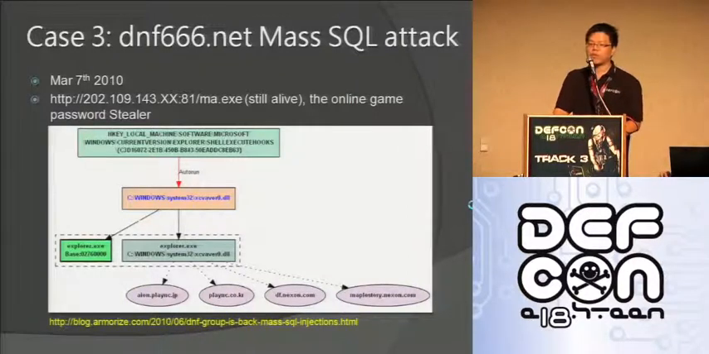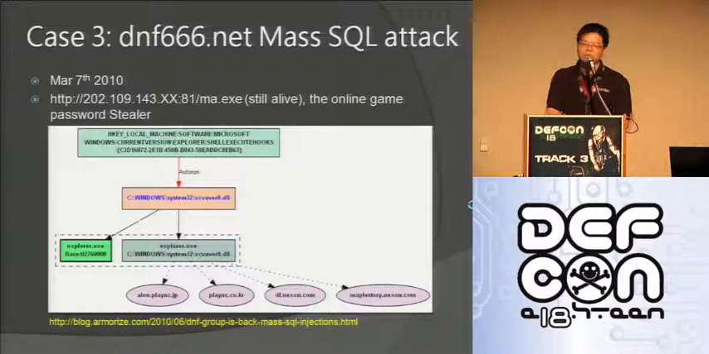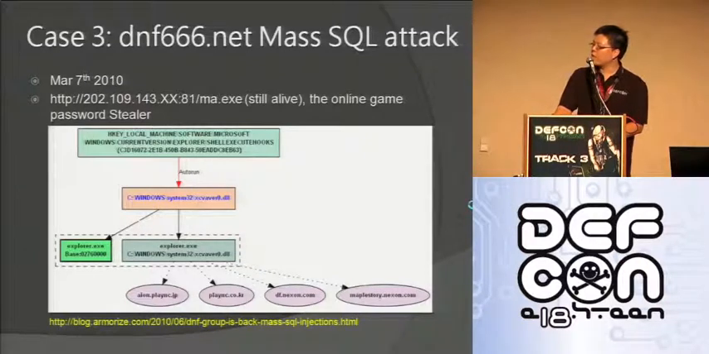Case number 3 is the DFN666.net samples that we collected a few months ago through the mass SQL injection attack that has been launched recently, starting in March. With this massive SQL injection attack, the malware will use ShellExecuteHook, meaning that it will affect your Explorer, so that once you get infected, it will try to connect to all these online games and then try to steal your username and password for these online games.